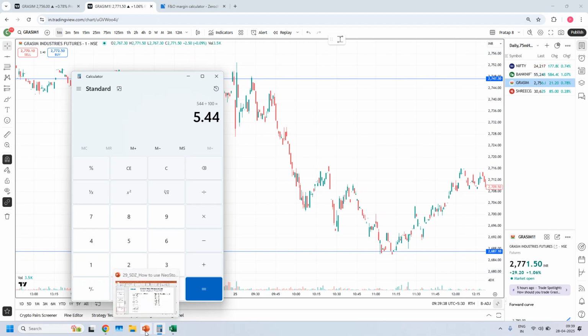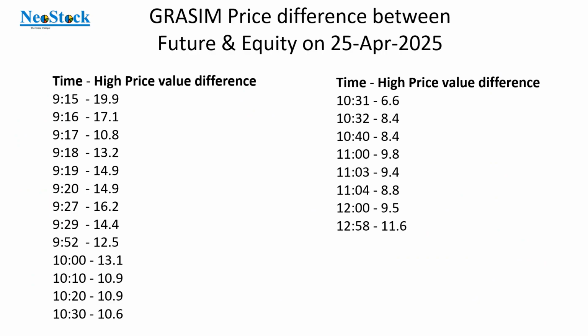Let us assume if 10 is the average value, your price movement will be 5 rupees above and 5 rupees below. Just ignore the first few candles in the morning because volatility is high. Maybe 9:15, 9:16 you have seen higher values. Premiums are very high at morning 9:15, 9:16. Later on you see the values are within 5 rupees and 15 rupees only.